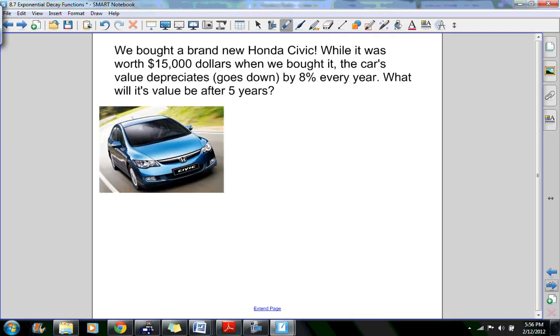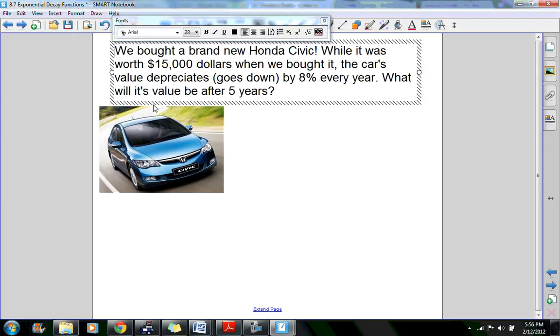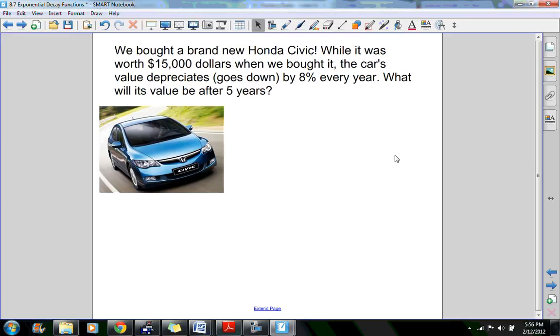So we bought a brand new Honda Civic. Pretty sweet car. I drive one myself, they're amazing. While it was worth $15,000 when we bought it, the car's value depreciates, a fancy term for getting smaller, by 8% every year. What will be its value after 5 years? And there's a grammatical error in here, making sure I don't have to give out candy. What will be its value after 5 years?